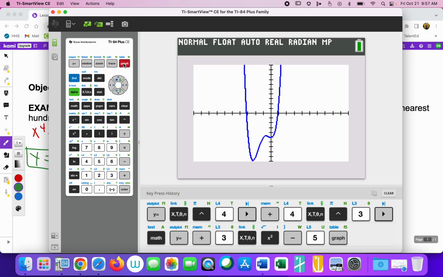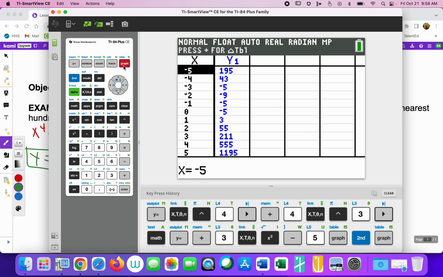A graph. Now we are not doing imaginaries. The calculator is not going to help you there. So how many real roots should we have visibly? 2. Does it look like it crosses at whole numbers? Not sure. As a reminder in your homework, you can check your XY table to see if you have any zeros in the Y column. So if you go to your XY table, do you see any zeros in the Y?